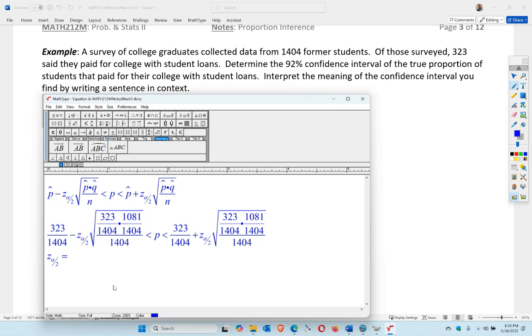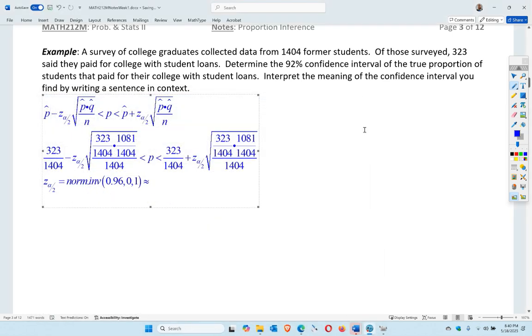Okay, so normal dot inverse. So we're inverting the probability back to a z-score, right, which is 92% here. But again, you don't put in 92, because if we're 92% confident, that means we're 8% not confident. Half of that's 4. 4 plus the 92 gives me 96, so 0.96, comma 0, comma 1 will give me some kind of value, which we'll come back to essentially, right? Okay, so we're going to pause there. We're going to go to our spreadsheet essentially and do the work in there.